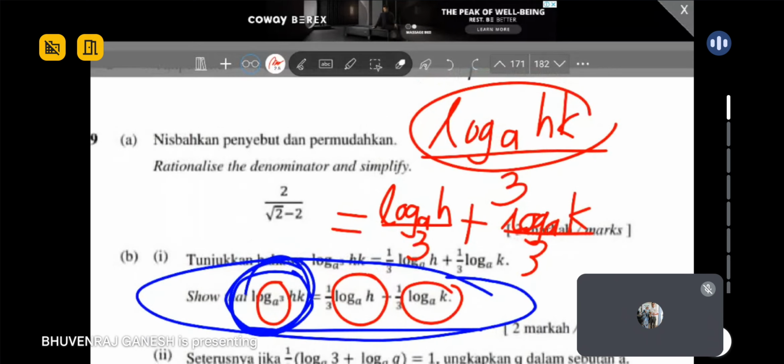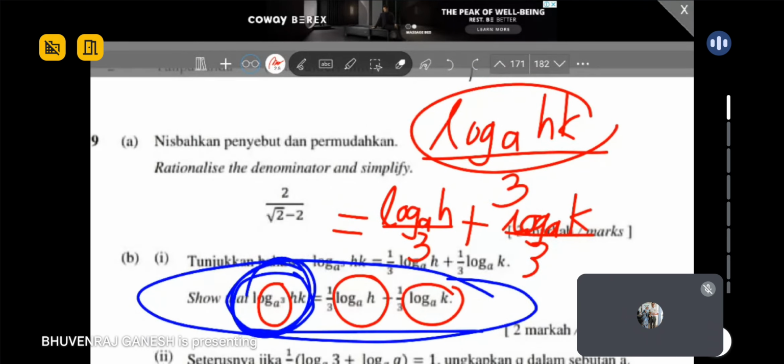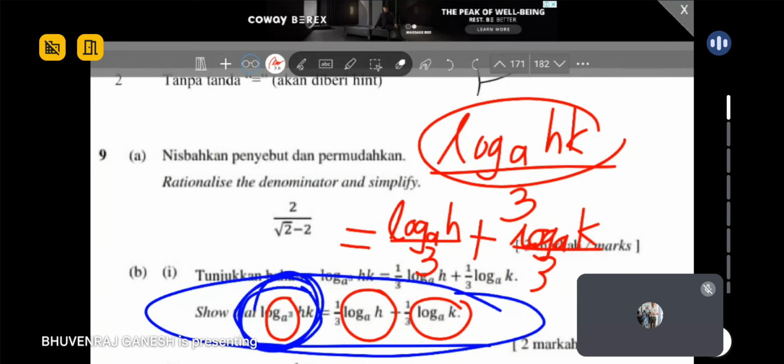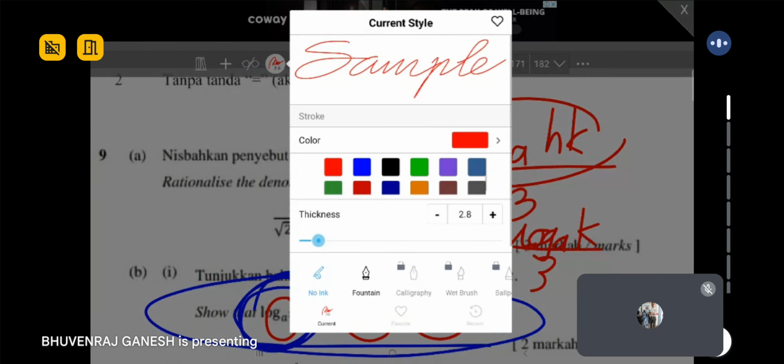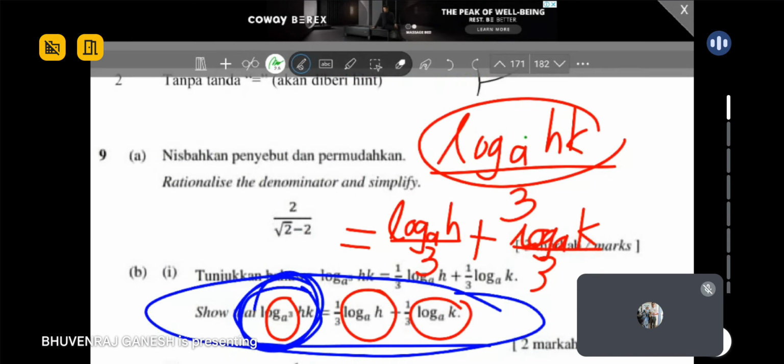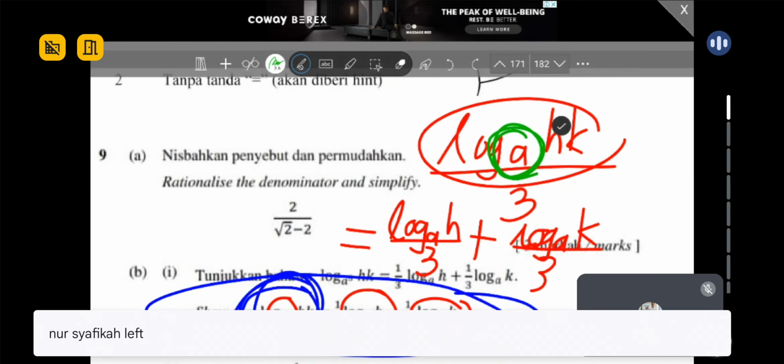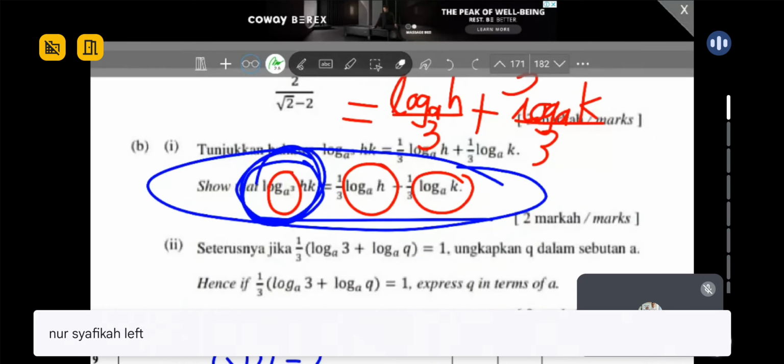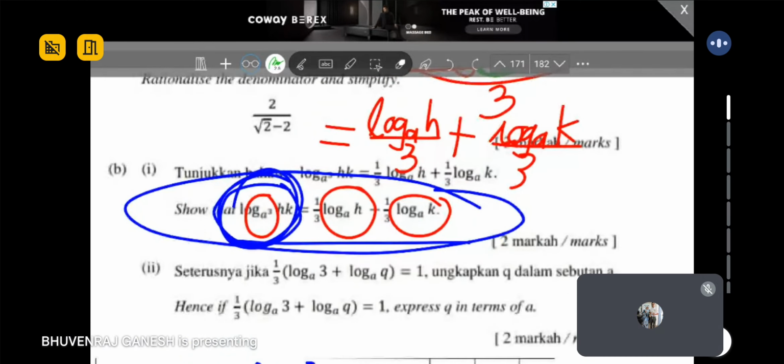Very simple, right? So the main concept is kamu kena tahu apa asas baru yang kamu kena tambah. You must know what is the new base you need to add in the question. Okay, so the new base you need to add over here is A. Alright? Okay. So can proceed guys? Boleh pergi lagi? Can, right?